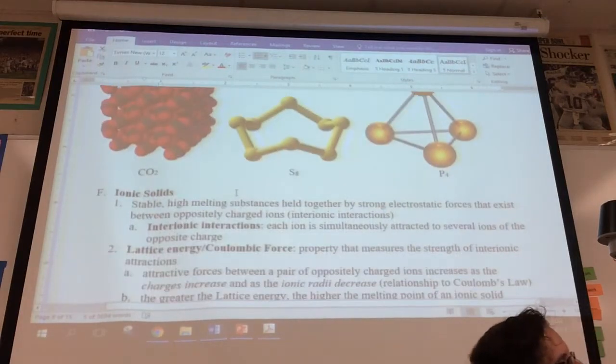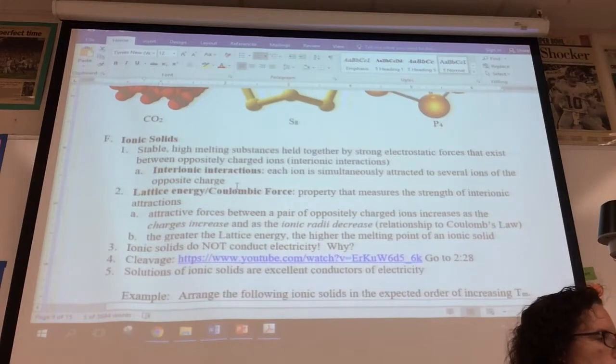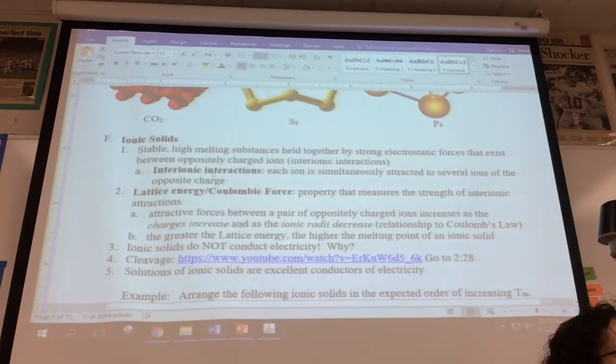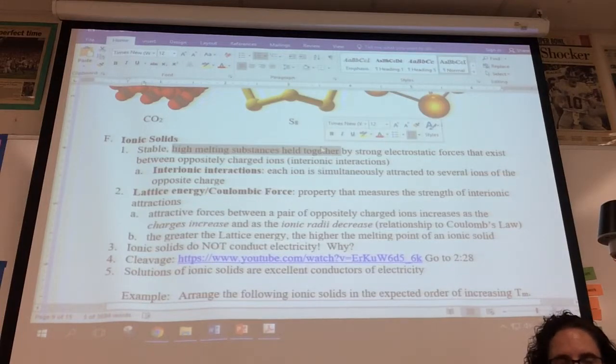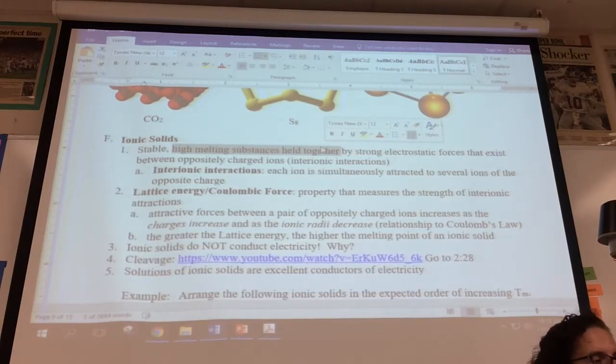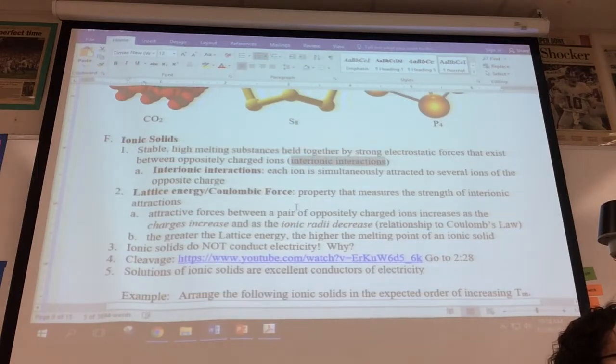The last thing we want to mention briefly before you have time to really practice this is going to be your ionic solids. With your ionic solids, these are very stable. These have much higher melting points than what you see with your molecular substances. Network covalent will be the highest, but ionic will be higher than covalent. You have strong electrostatic forces, and these forces are known as inter-ionic interaction. And you'll see that each ion will be attracted simultaneously to several ions of the opposite charge, and we'll take a look at that.